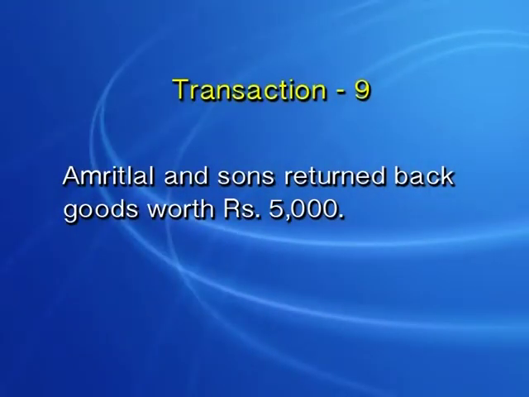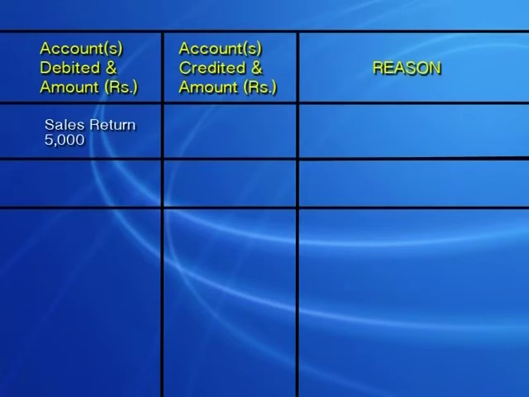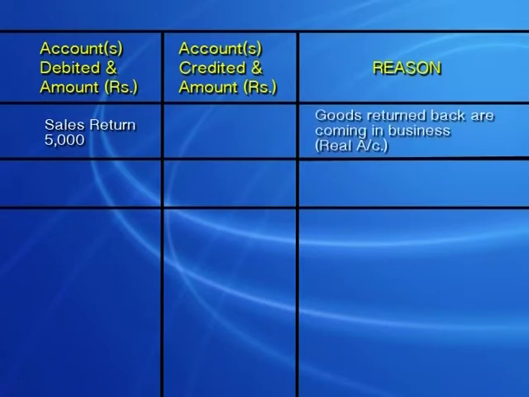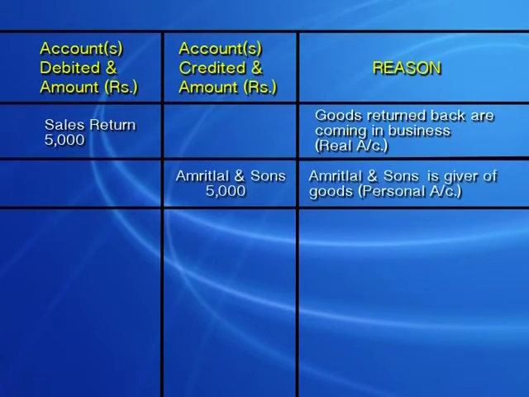Connecting to our Amritlal and Sons transaction, let us have one more transaction assuming a sales return. Let us say Amritlal and Sons returned back goods worth rupees 5,000. We sold them goods worth rupees 30,000. Now, they are returning back goods worth rupees 5,000. So, sales return indicates goods coming back in business. So, sales return is debited, a real account, and Amritlal and Sons personal account, they are giving goods back to us. So, they are in the shoes of giver as of now. So, Amritlal and Sons is credited as credit the giver.